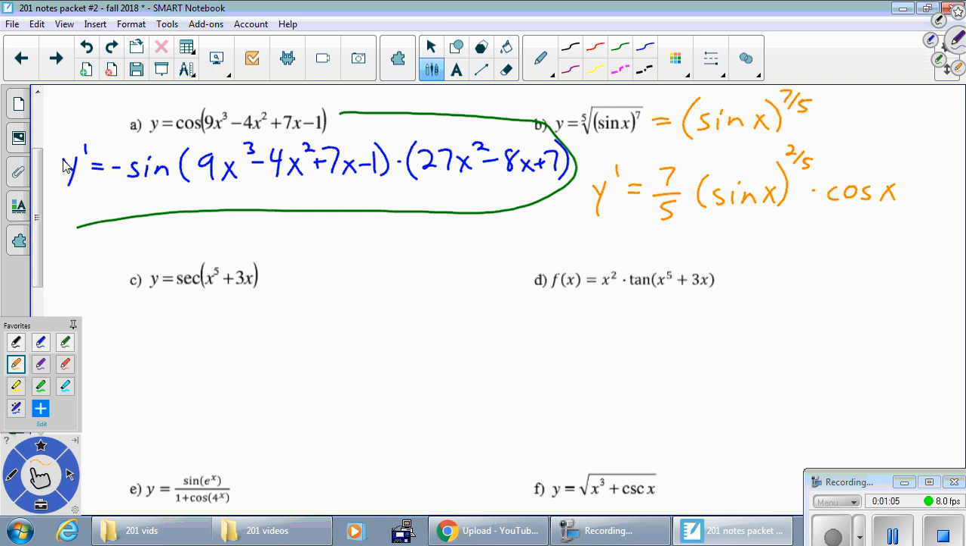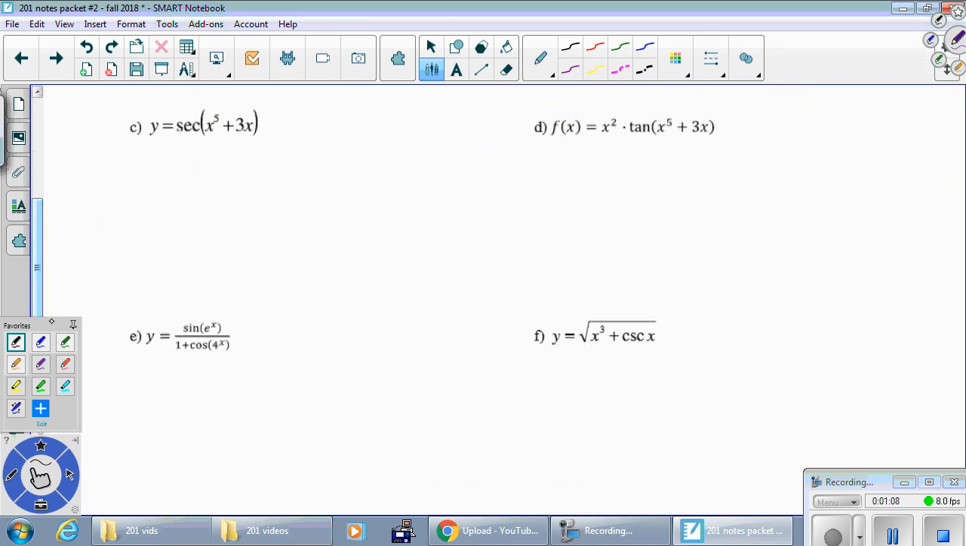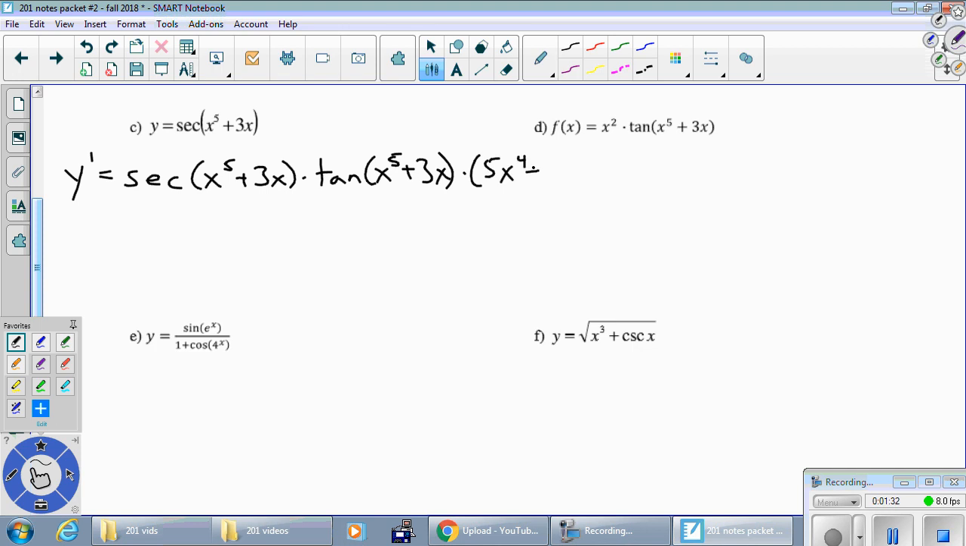C. Secant of x to the 5th plus 3x. Secant of stuff becomes secant of the stuff times tangent of the stuff. So secant of the stuff times tangent of the stuff. It's kind of weird that we have to write this stuff twice, whereas normally we just copy this stuff once, and then times the derivative of the stuff in the parentheses. 5x to the 4 plus 3. So again, derivative of secant has two things in it, secant and tangent. So that's why we had to copy the stuff twice, once for each of them, and then one time at the end, times the derivative of the stuff.